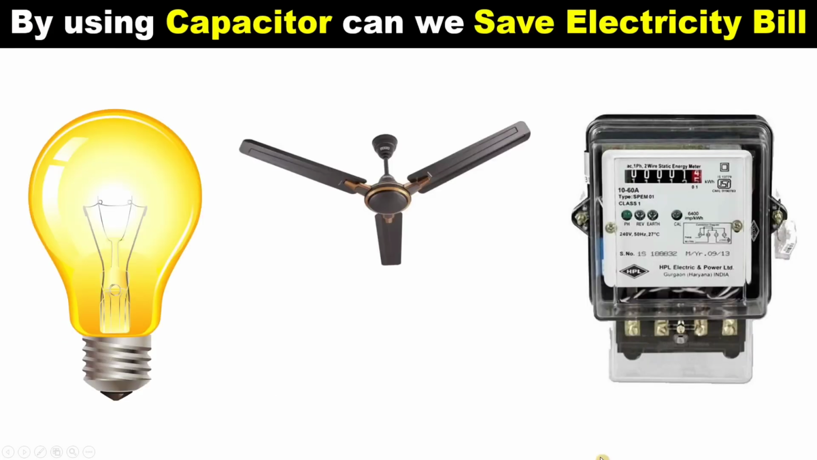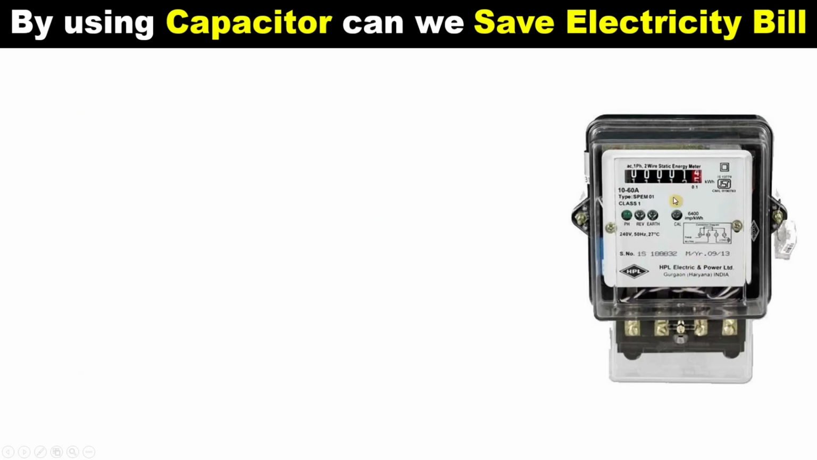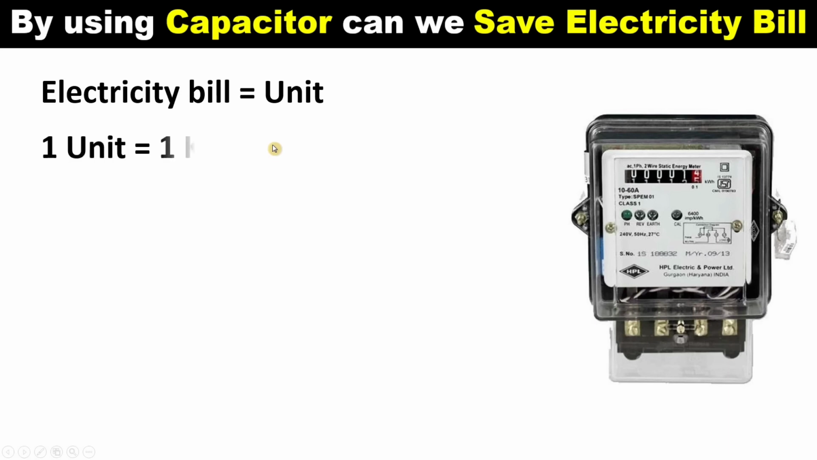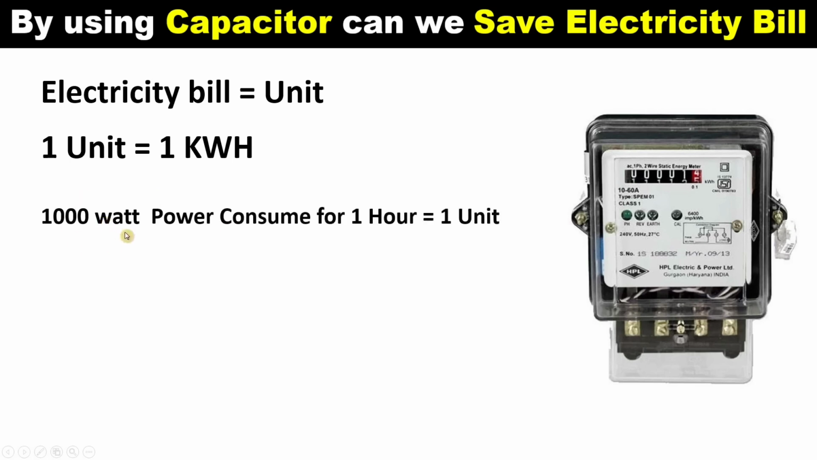Whatever bulb, fan or any electrical instrument you use, it is measured through the energy meter, which calculates the electricity bill of your house. The unit is kilowatt hour. What is the meaning of kilowatt hour? If you connect a load of 1000 watt and run it for 1 hour, then the energy meter will show power consumption of 1 unit.